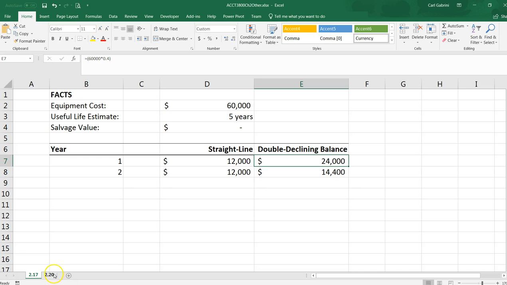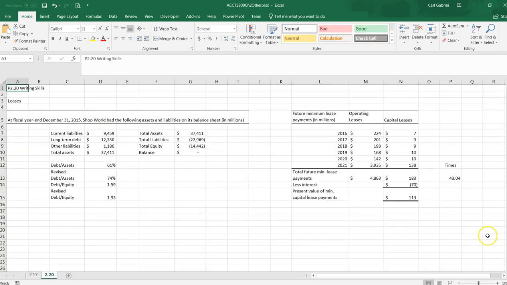Next problem that we're going to take a look at here is problem 2.20. And 2.20 starts at the bottom of page 83 and continues over onto page 84 in your text. This particular problem, the requirement is that you write an explanation discussing debt structure, include in the explanation why the debt structure is considered risky, and include an explanation of the information that appears in the financial statements directly against information that's not directly appearing on the financial statements.